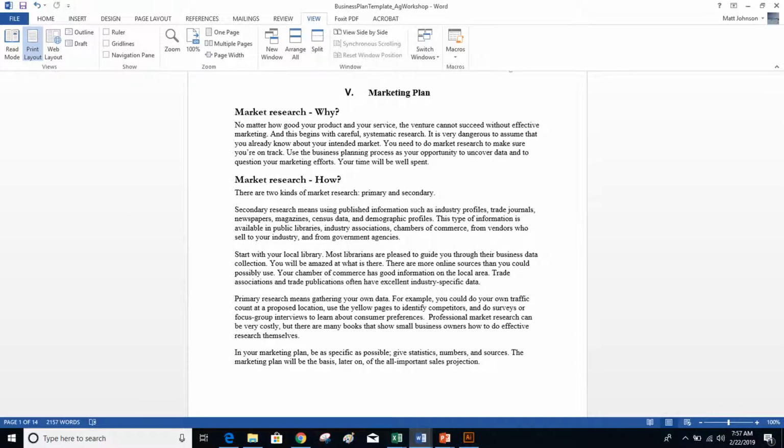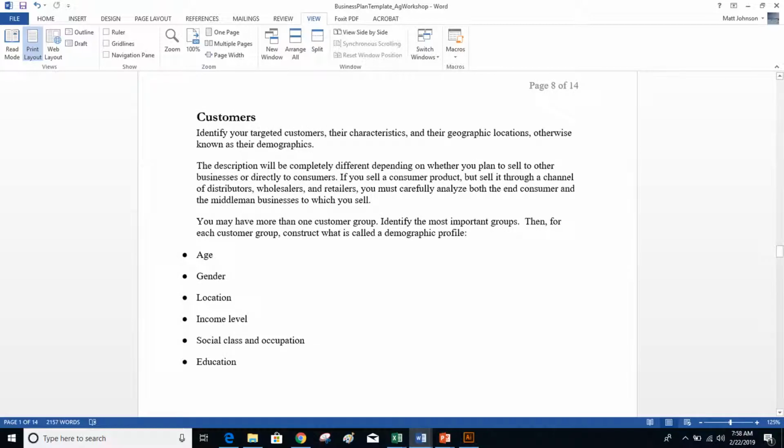All right, then we get into the marketing plan, which we've really spent the past 2 to 3 weeks on. Okay, so talking about the market research. All right, so here we have some more explanation in here, how to go about doing market research. So some good information for you to read. And then we get even deeper into our customers.